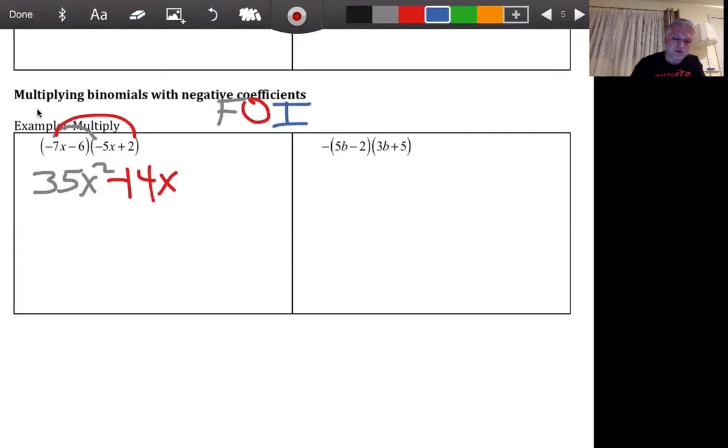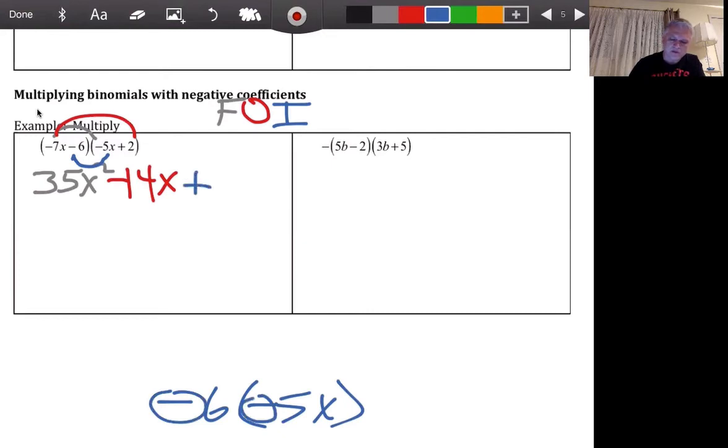Let's look at the inner terms. Minus 6 times minus 5x. So minus times minus plus 6 times 5, 30. Is that it? Hopefully you're yelling or pointing or at least shaking your head saying, no, it's not it. There's an x there. Good. So 30x.